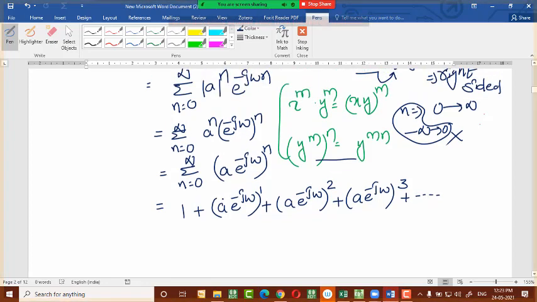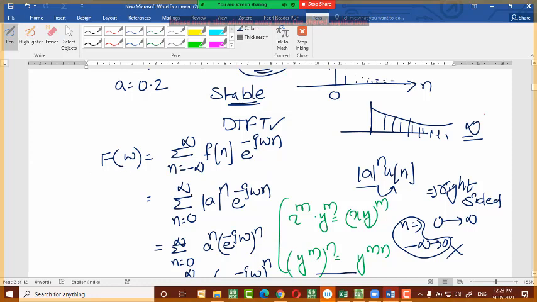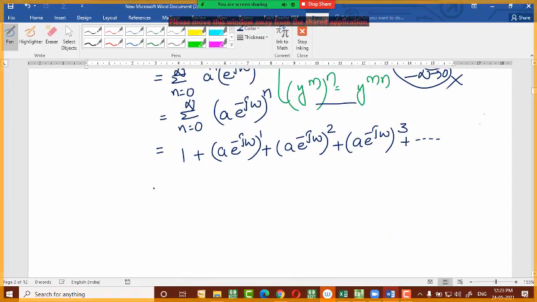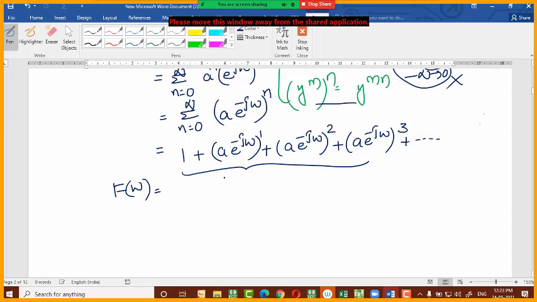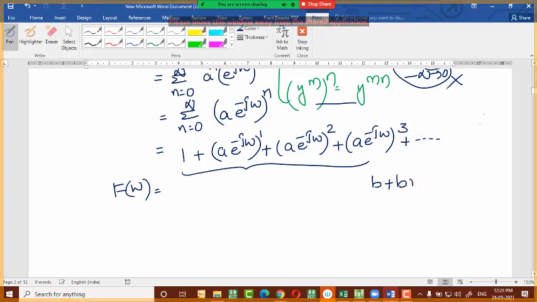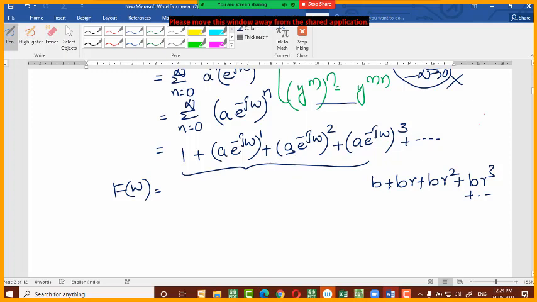One sequence I have written. If you see the left side, what is there? DTFT is there. So here I need to get the DTFT. DTFT is ready now. Just the summation we have to perform. How we can do this summation means, if you observe this sequence, it is in geometric progression. What is geometric progression? For example, B plus BR plus BR square plus BR cube plus and so on. Actually, A is there in the basics, but here already one A is there, you will be confused. That's why I have taken B.